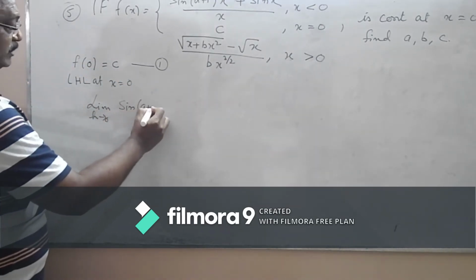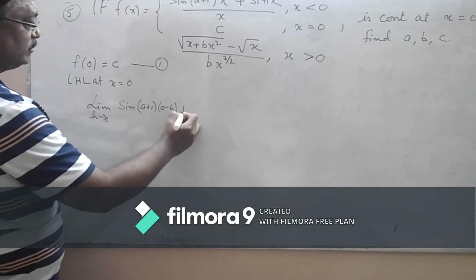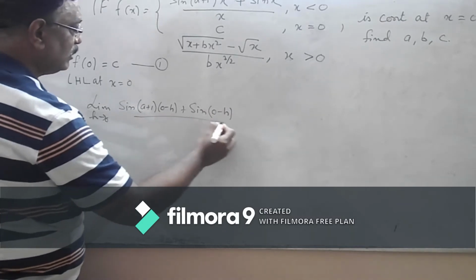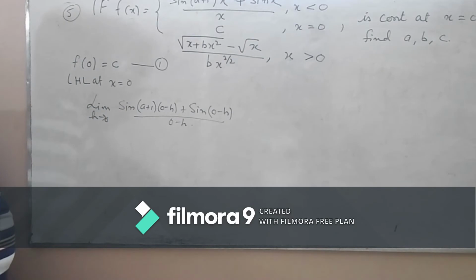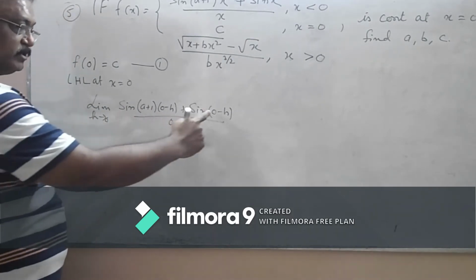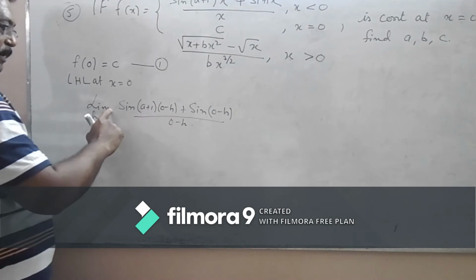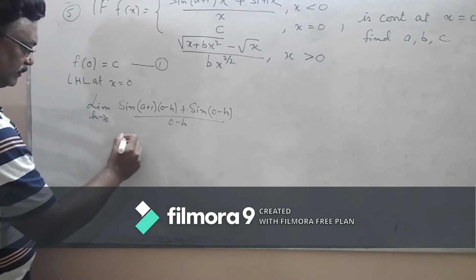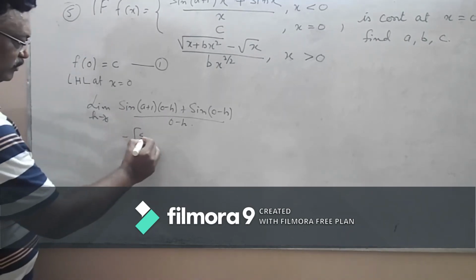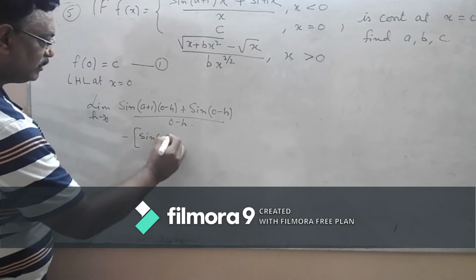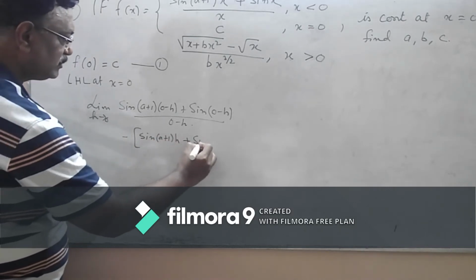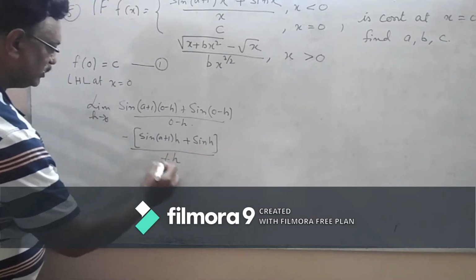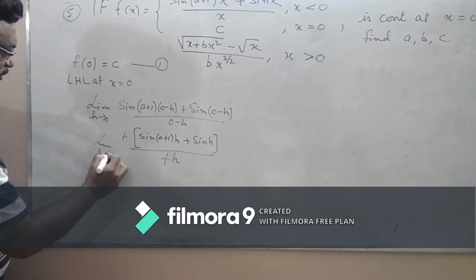Sine (a+1)(0−h) plus sine (0−h) upon (0−h). 0 minus h will become minus h. Both the minus signs will come out because sine of minus theta is minus sine theta. So that minus sine we can take out, and we are left with sine (a+1)h plus sine h upon minus h. So this minus gets cancelled.